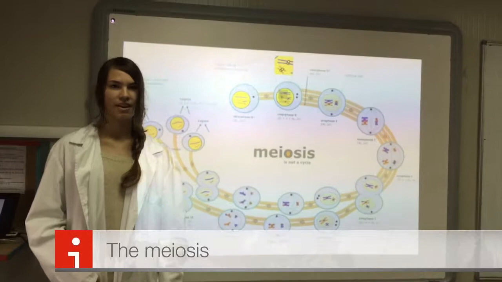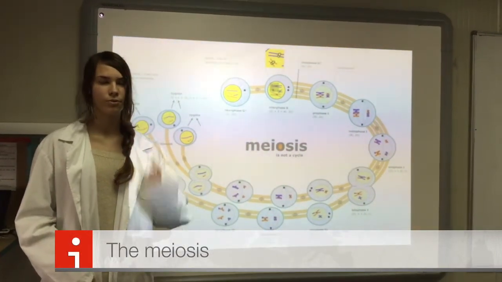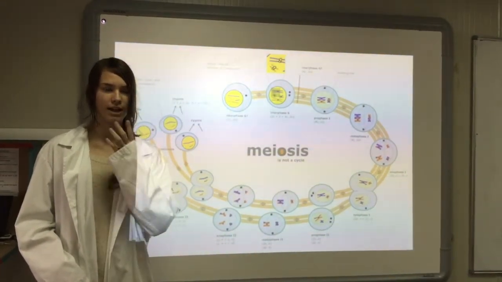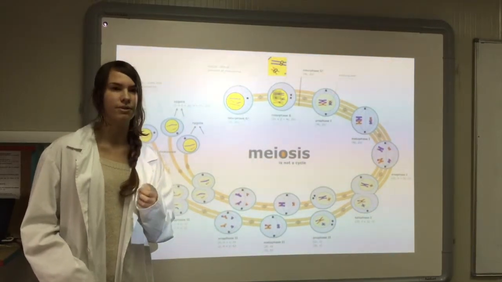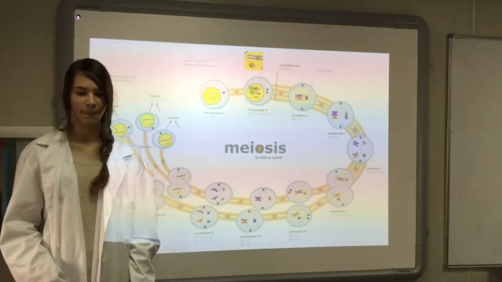What is meiosis? Meiosis is the division of one diploid cell into 4 haploid cells by 2 consecutive divisions. And why is it important?